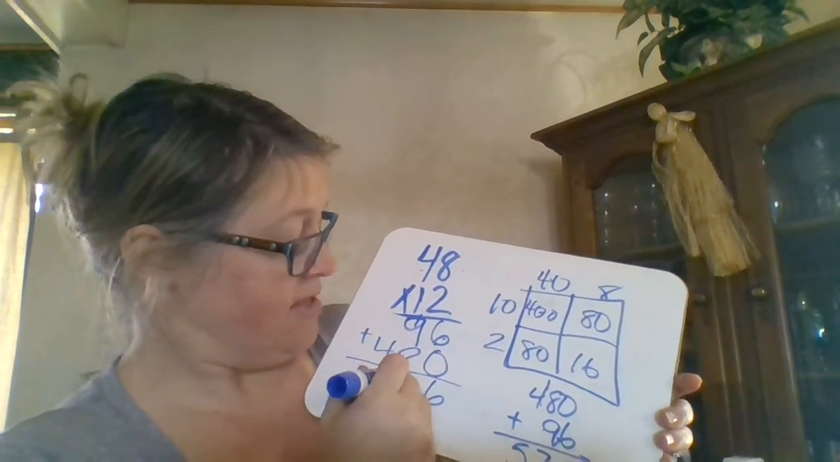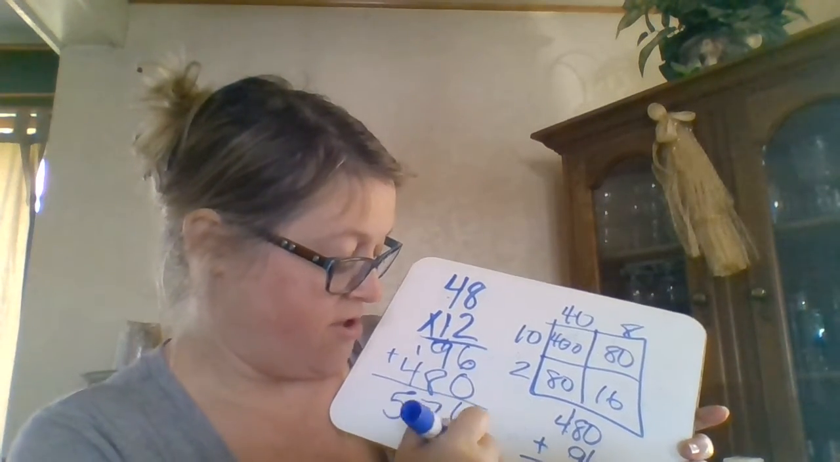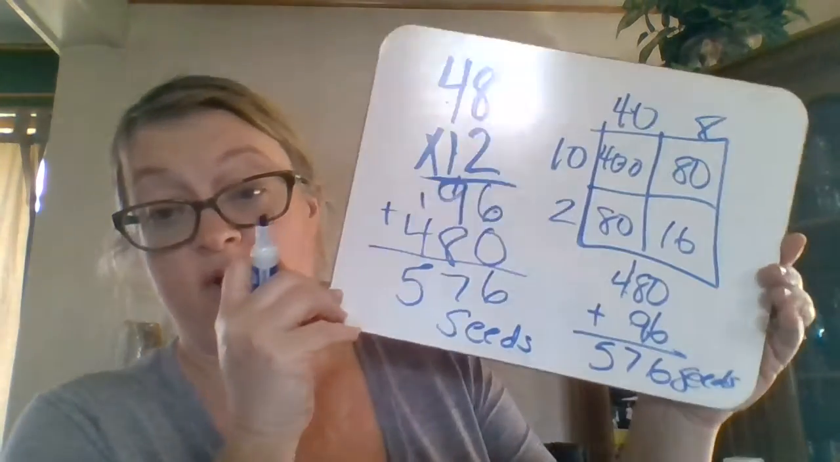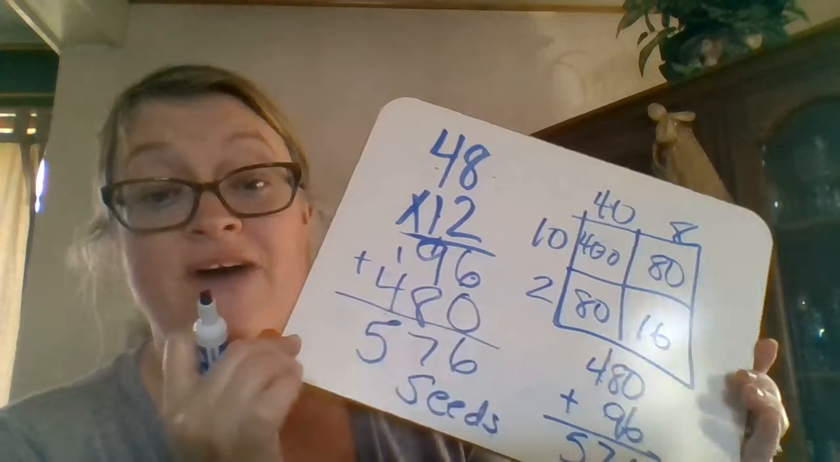6 plus 0 is 6. 9 plus 8 is 17. 1 plus 4 is 5. So again, whether we did it the box way or if we did it the standard algorithm way, our answer should be 576 seeds.